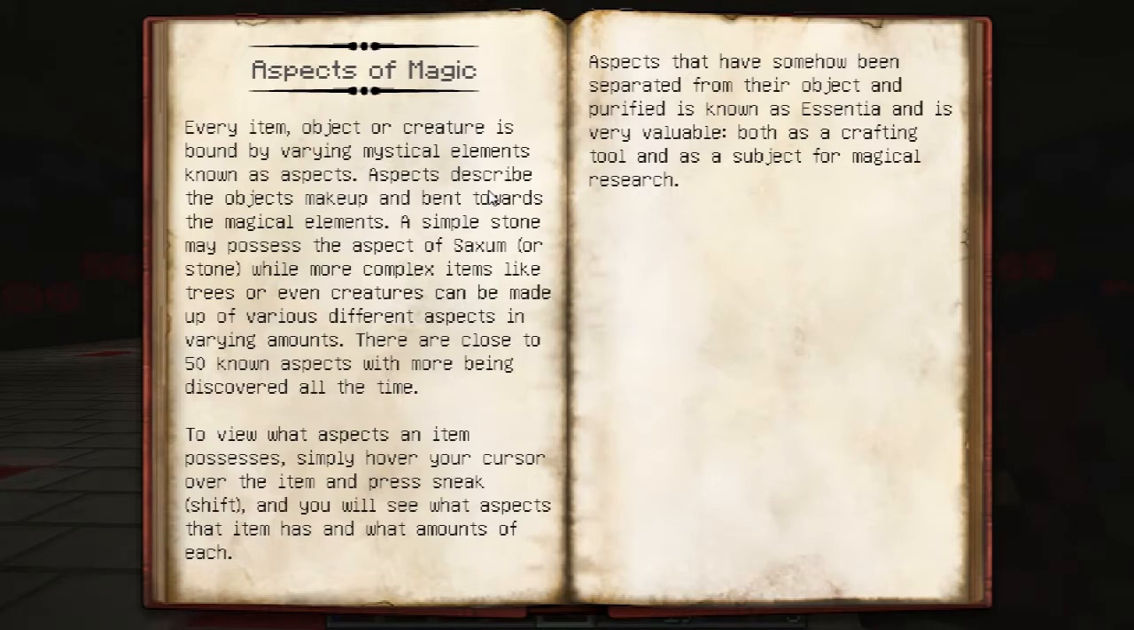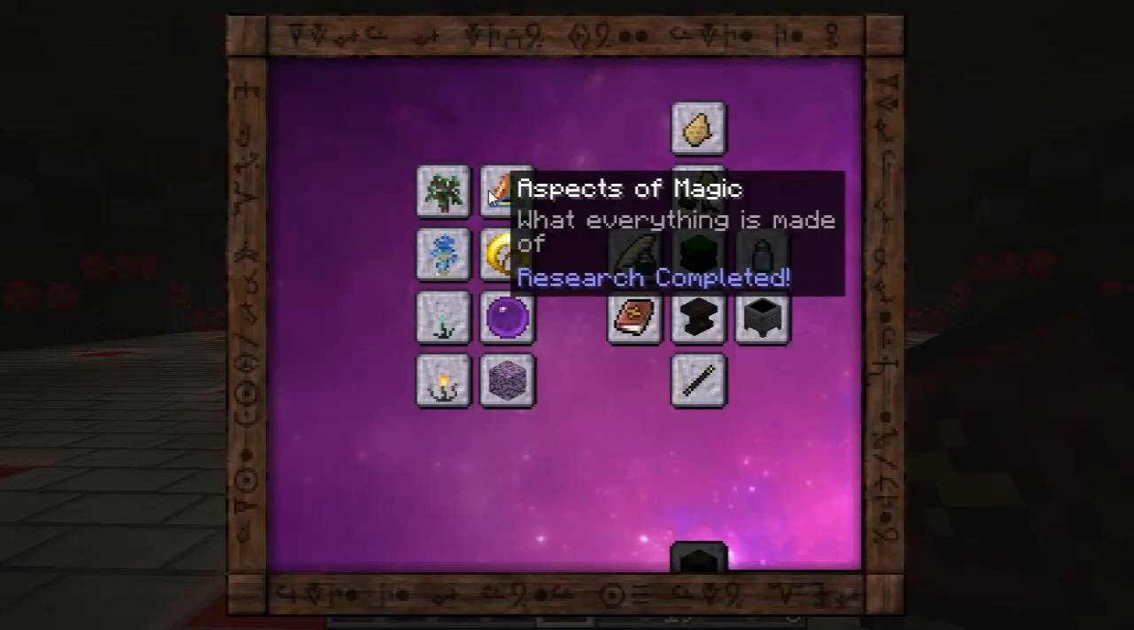To view what aspects an item possesses, simply hover your cursor over the item and press sneak, shift, and you will see the aspects that the item has and what amounts of each. Aspects that have somehow been separated from their object and purified are known as essentia and are valuable, both as a crafting tool and as a subject for magical research.